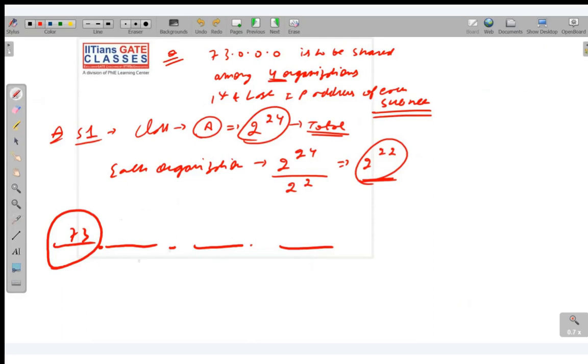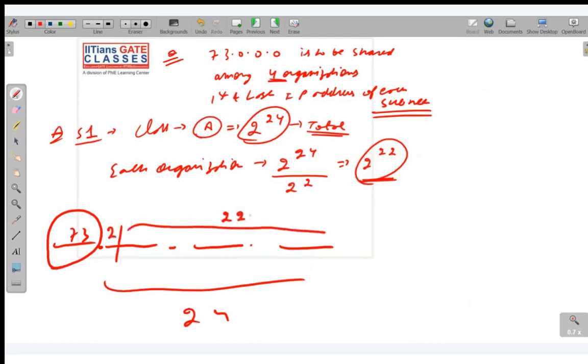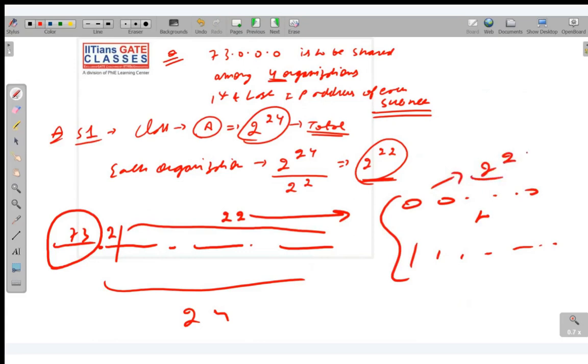The total number of bits here is 24. So you just skip the first 2 bits. How many bits are left out? 22 bits are left out. If these 22 bits go from all zeros to all ones, what does this mean? 2 power 22 IP addresses, and this is exactly what we want. So you just forget about these 2 bits, and these 22 bits will keep on revolving. If they revolve from all zeros to all ones, this will be given to the first organization.